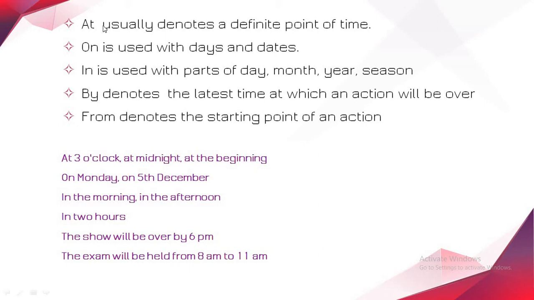So the preposition of time at usually denotes a definite point of time. On denotes days and dates. In is used for the parts of a day, month, year or season. By denotes the latest time by which an action will be over. And from denotes the starting point of an action. For example, at 3 o'clock, at midnight, at the beginning, the specific point of time. On Monday, on 5th of December, on 6th of January. In the morning, in the afternoon, in the night, in 2 hours.